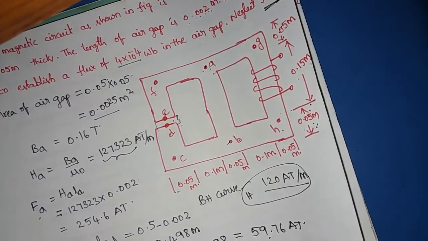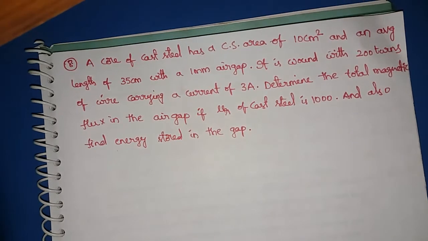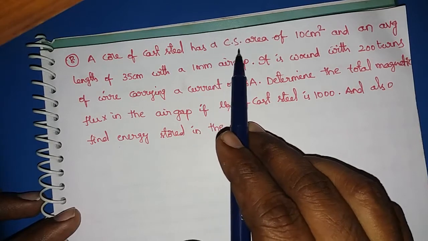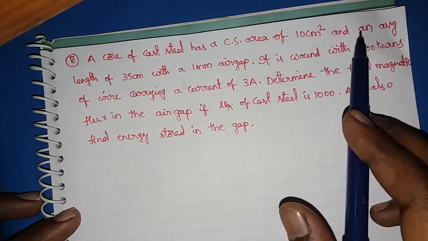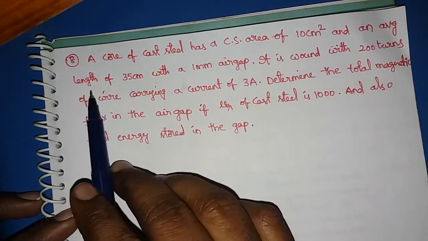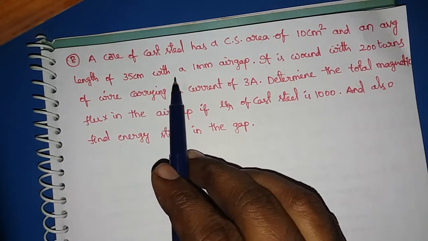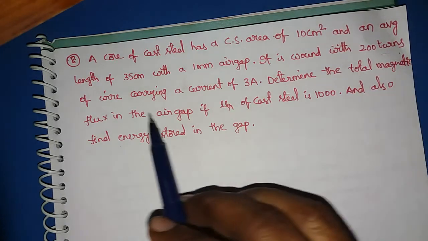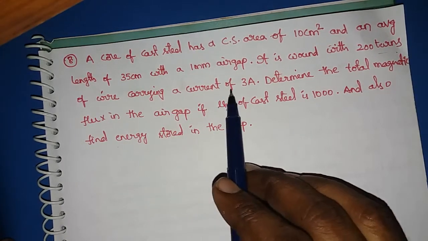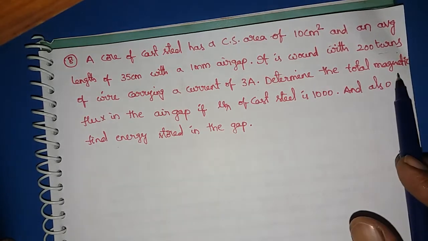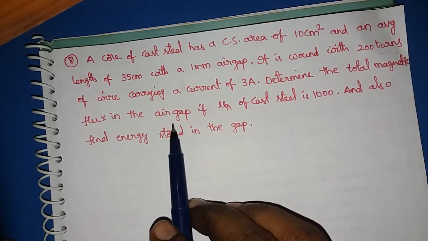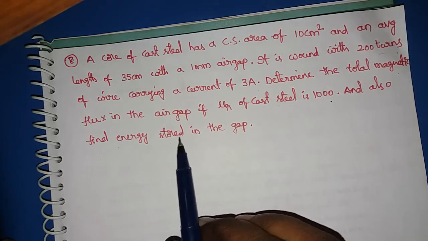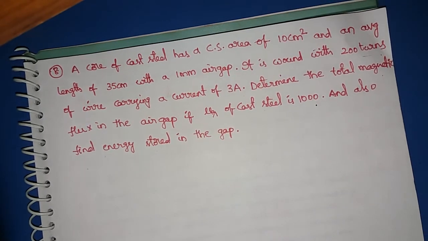The next one is, here we have one more problem. A core of cast steel has a cross sectional area of 10 centimeters square and an average length of 35 centimeters with a 1 millimeter air gap. It is wound with 200 turns of wire carrying a current of 3 amps. Determine the total magnetic flux in the air gap if mu r of cast steel is 1000, and also find the energy stored in the gap. Yes, this we need to solve.